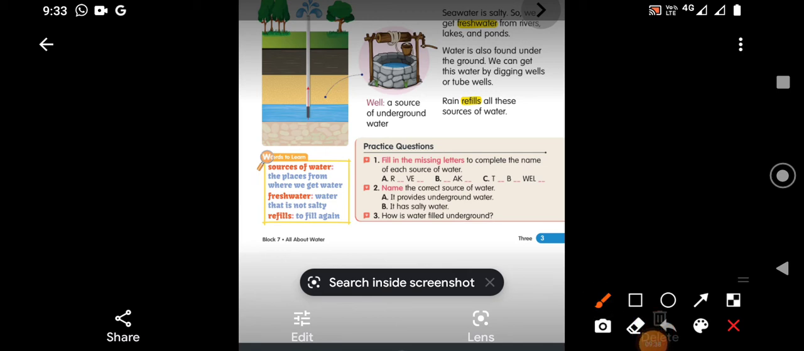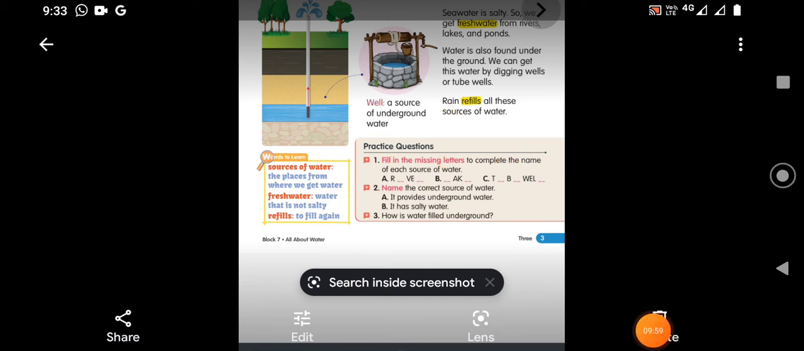Fill in the missing letters to complete the name of each source of water. See, first one is what, children? Very good. R-I-V-E-R, river, you will get. Next one, children, L-A-K-E, lake. Tube well, T-U-B-E-L-E-L-L. See, this is, interestingly, you can do on your own.